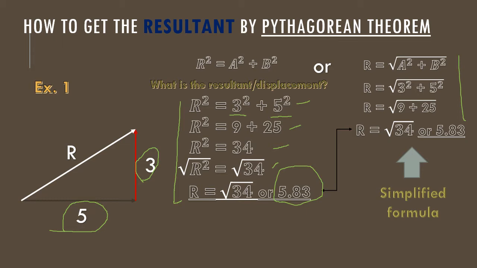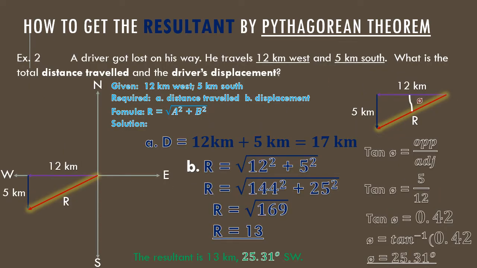Equals mo lang. Then, lalabas na yung sagot na square root of 34 or 5.83. So, let's have another example.